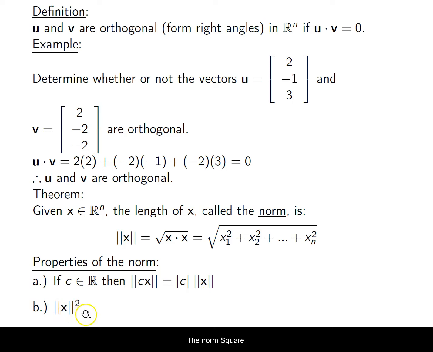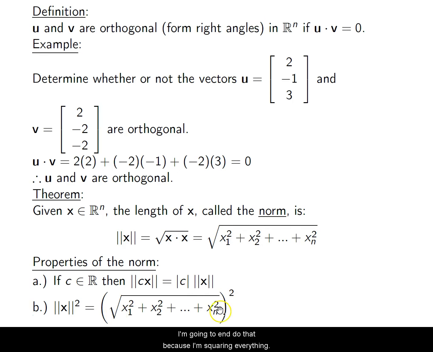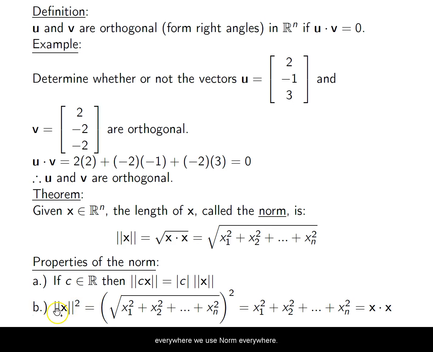The norm squared is the same thing, but with me squaring everything. So instead of the square root of the dot product with itself, or the square root of each term squared, I'm going to undo that because I'm squaring everything. So I'm going to get just the dot product, or just all of the terms squared. So we use norm squared everywhere, we use norm everywhere.